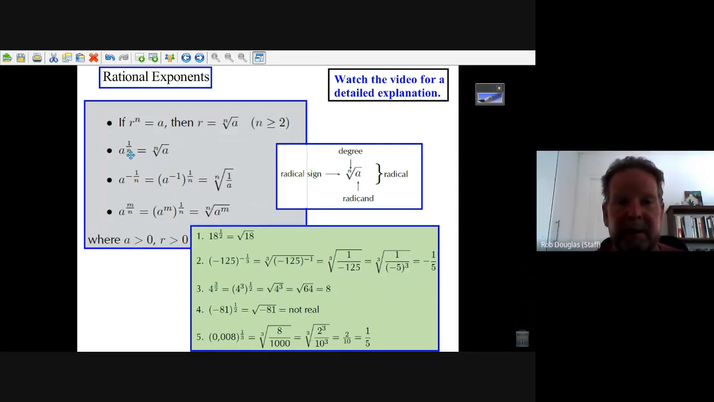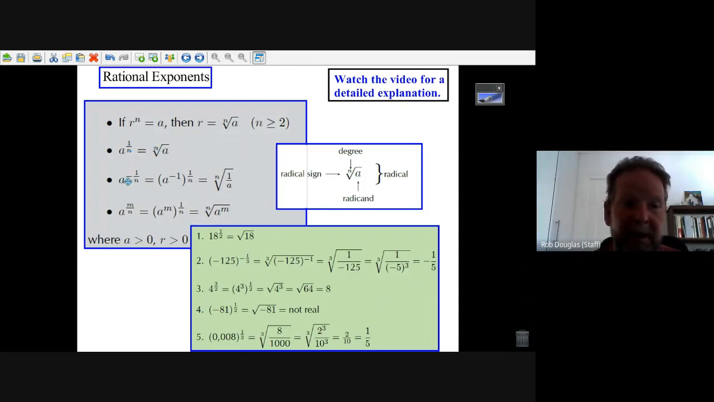Everything else is about the same. When you look at one of these things here, this is the degree. So if it's a 2, it's a square root. This whole thing's called a radical. We say surd here. The stuff inside is the radicand, and this is a radical sign. But that's not so important. What's really important is that you know that the little number in the bottom of the fraction is the root.